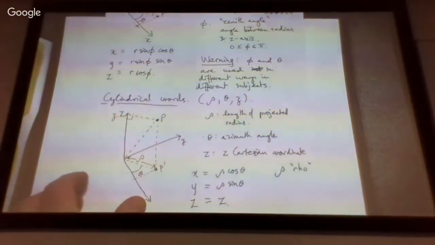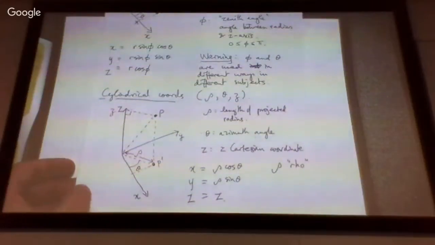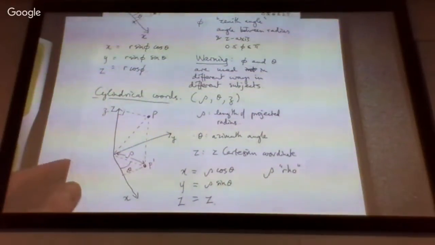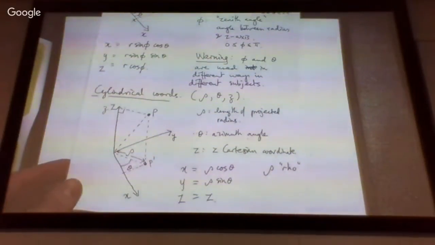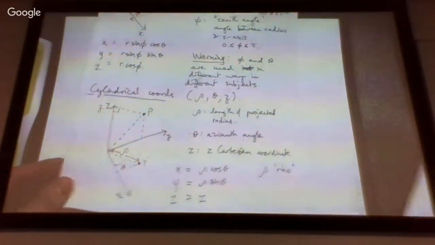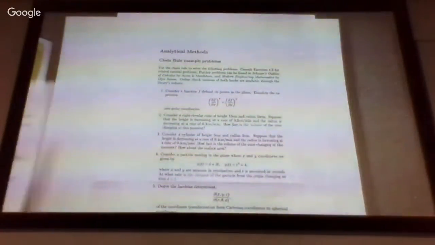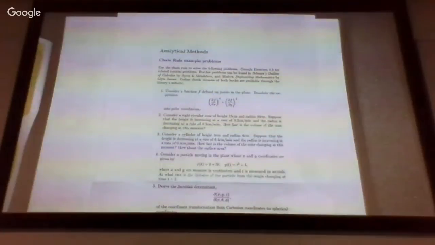So let's look at some of these questions. Then, is everybody finished with that sheet? Yeah. Okay. So I'll scan these sheets as normal and put them up.